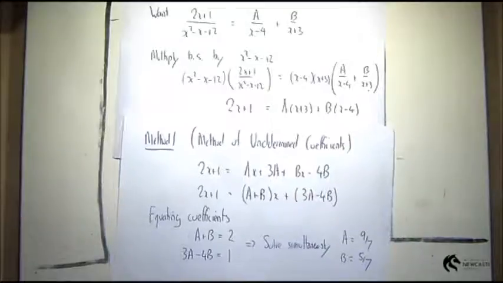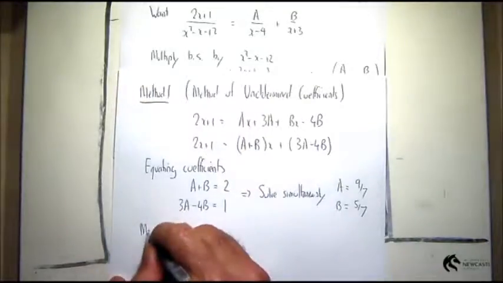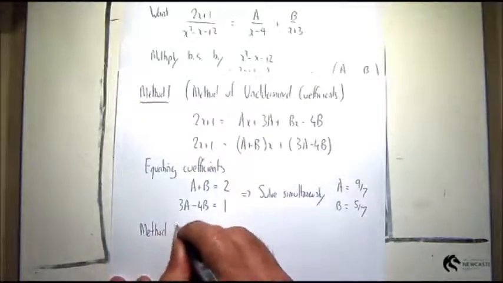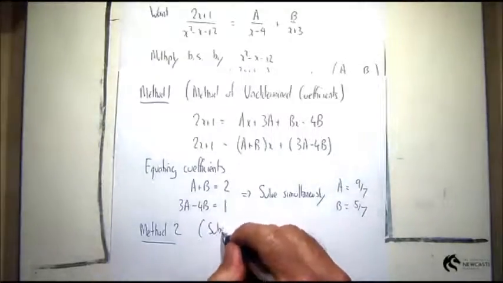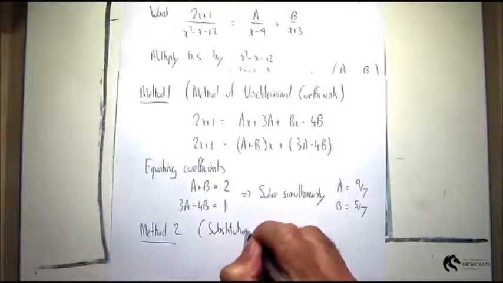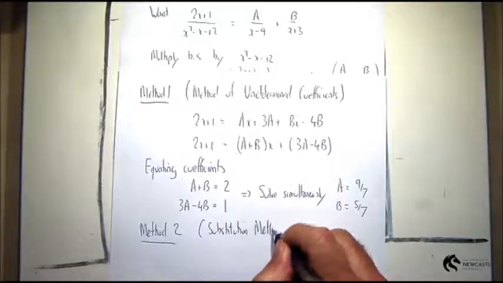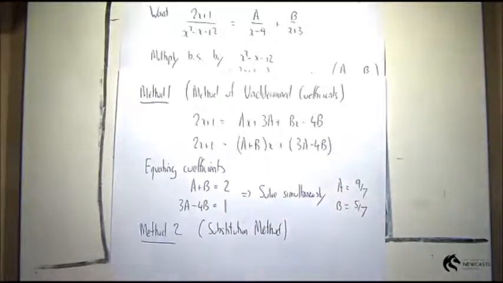So here we go. Method 2. Has it got a name? I can't remember. Yep. Just to confuse you, it's called substitution method. So you've seen two substitution methods. One refers to a simultaneous equation, one's referring to partial fractions. But will that confuse you? No, you're wise and clever. Maybe, okay?